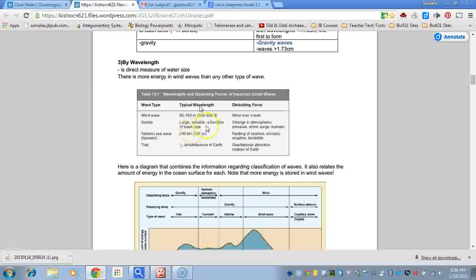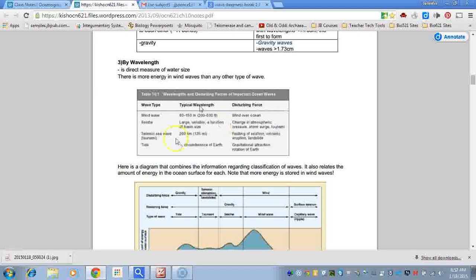Seiches are pretty large wavelength waves, usually related to how big the basin is that they're forming within. Once you see a little bit more about seiches, then this will make more sense. They're caused by change in atmospheric pressure, or storm surge, or a tsunami reaching a harbor or a bay, or a basin area, basically where the water can go back and forth between walls of land, or between the edges of the bay.